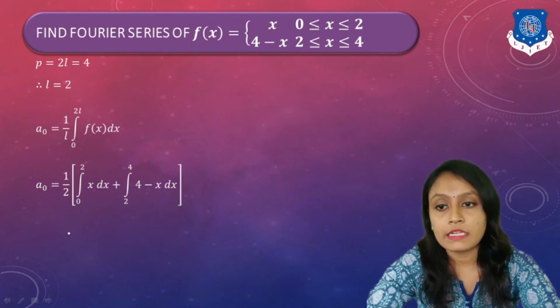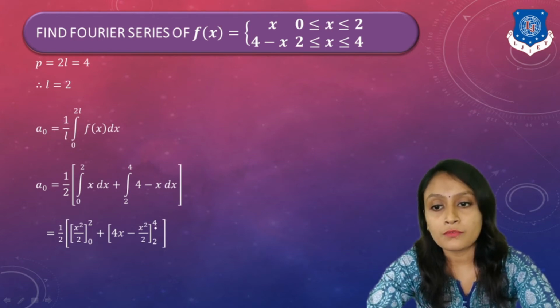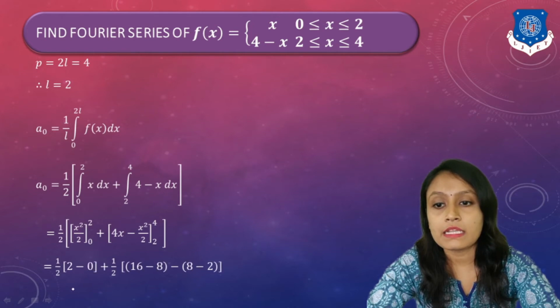Okay, just integrate it. So here you will get the answer x square by 2, and the limit is 0 to 2. And here you will get 4x minus x square by 2, and the limit here is what? 2 to 4. Okay, just apply the limit and simplify. So you will get the answer of a0 equal to 2.